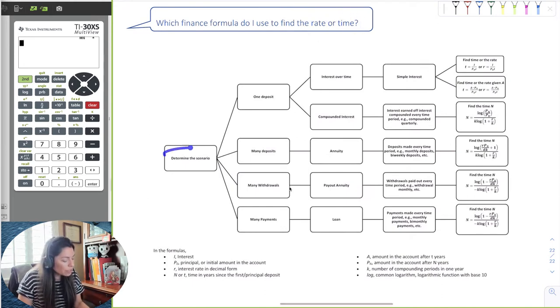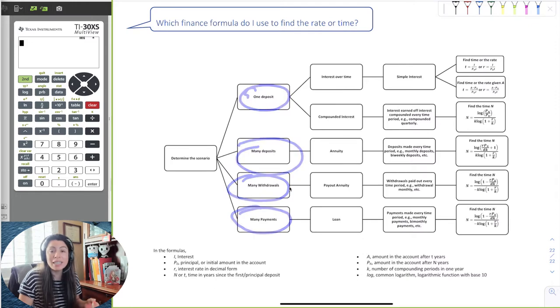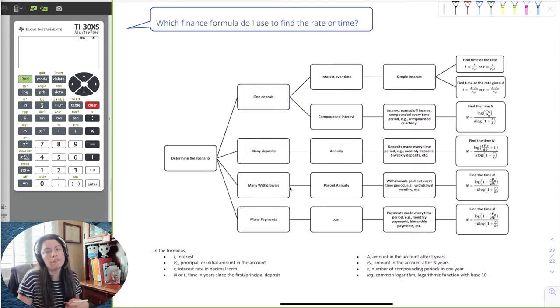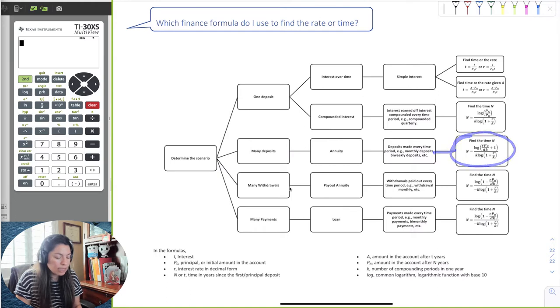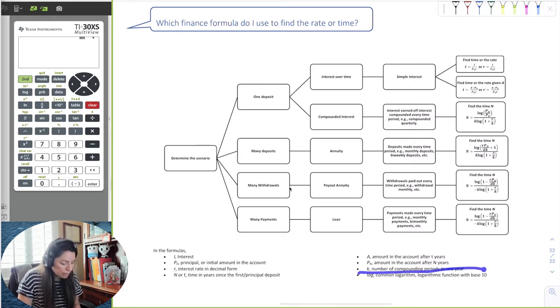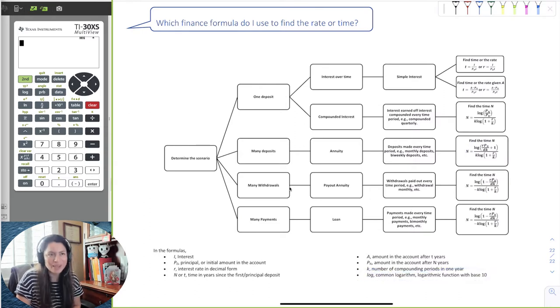So we first have to determine the scenario, whether it's one deposit, many withdrawals, or many payments. You can see that the scenarios are the same over there, except now we have to see what we're looking for. If I was making many deposits, I know it's an annuity, and I know that I'm making deposits every time period. Therefore, if I wanted to find the number of years for the loan, I can use this formula. And the log is just the log button on the calculator.